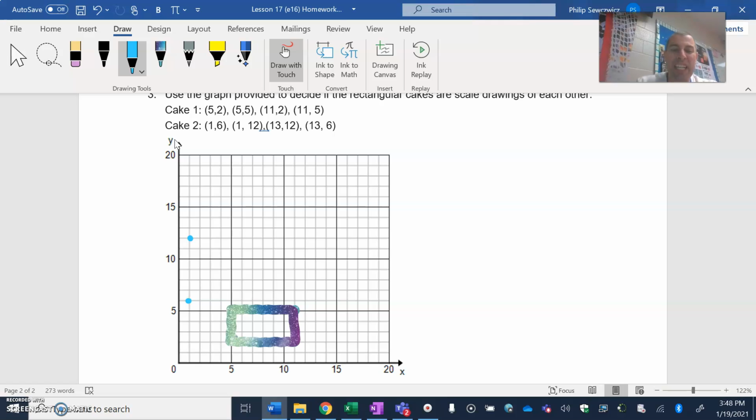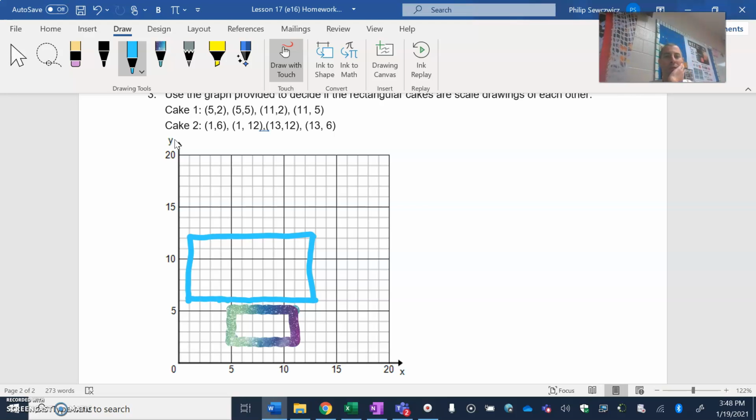And then to the right 13. 10, 11, 12, 13. Then all the way up to 12. All right. Make sure I'm lined up here. Okay. Right about there. And then 13, 6. So I'm going to go to the right 13. All right. And I'm going to go up 6. So there we go. Ooh, not the smoothness that's there. That's okay. That's all right there.